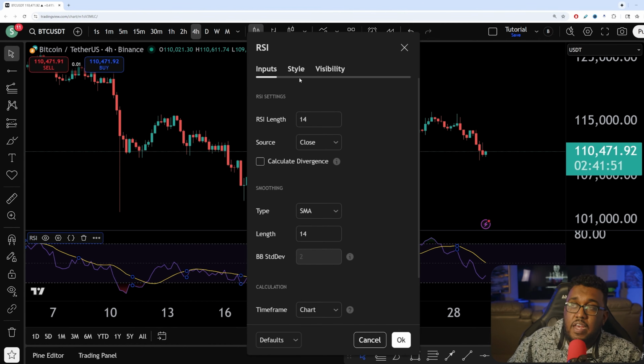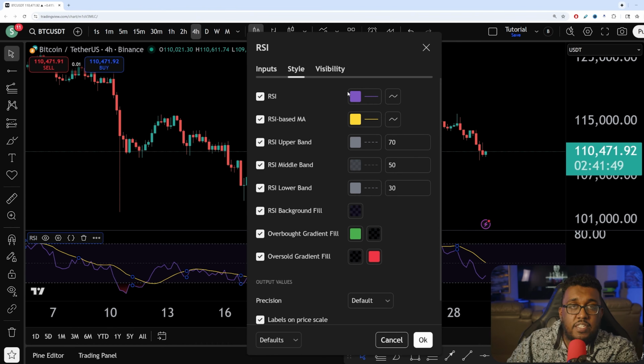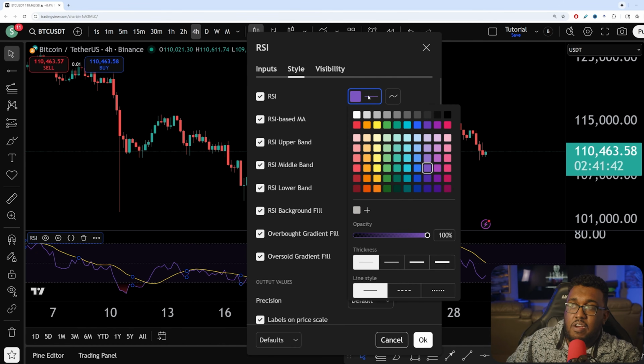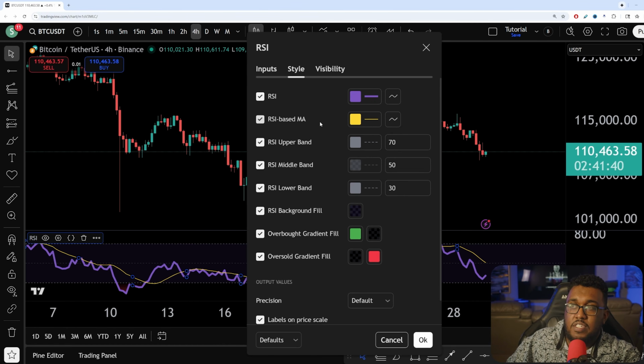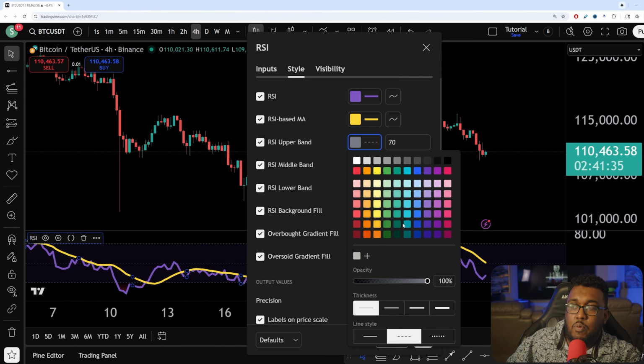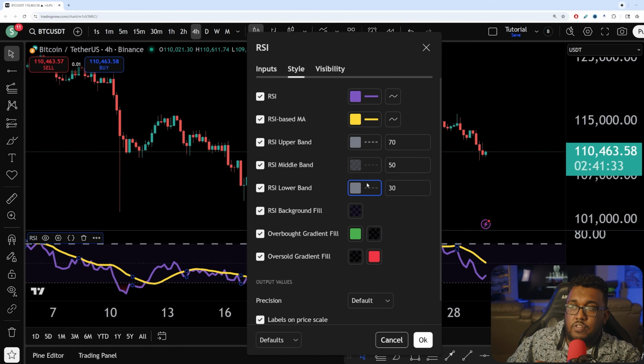But before all of that, go over to style, and all of this is going to be the same no matter what type of day trading or swing trading or long-term investing strategy you guys are using, all right? Make the RSI line as thick as possible. RSI base MA as long as possible. Upper band and lower band, I want you guys to make it third thickness for both of these.